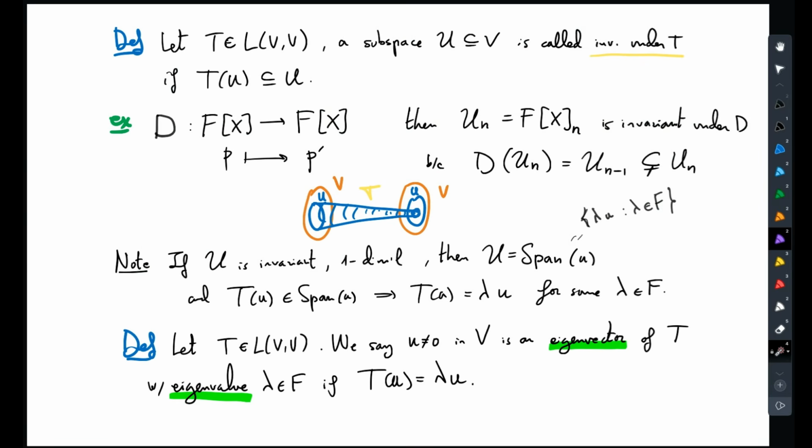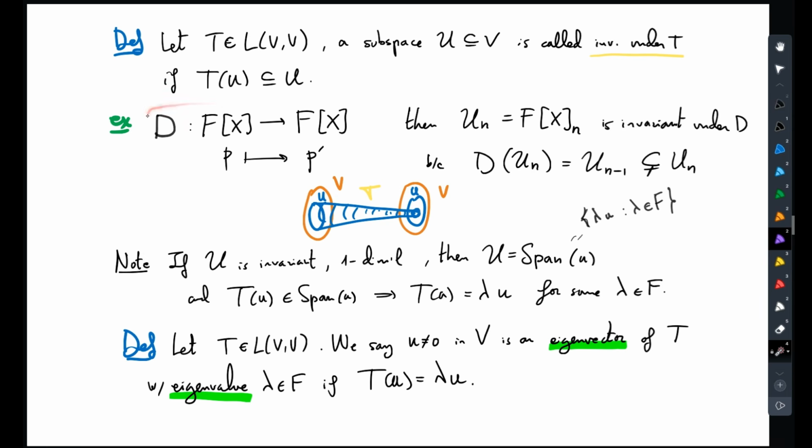Okay, so more generally, if I have a transformation, an operator from V to V, and I have a subspace U, a linear subspace, such that T sends that space inside itself, then we call U invariant under T. Notice that I do not require T of U to be equal to U. I just need T of U to be contained in U for that to be considered invariant.